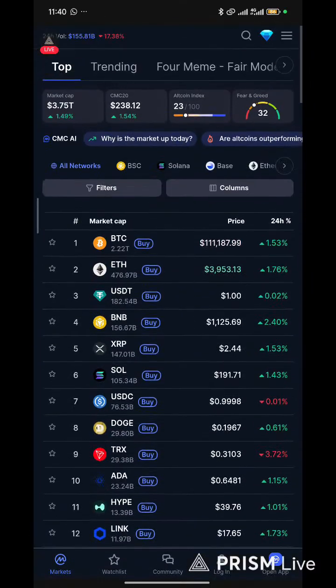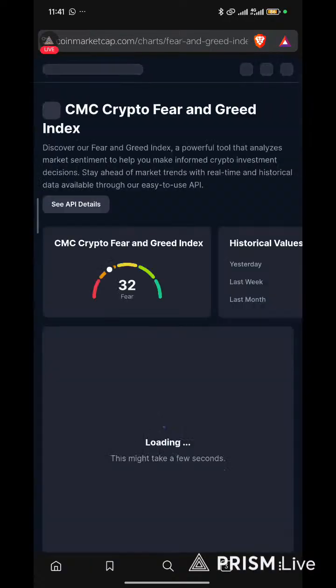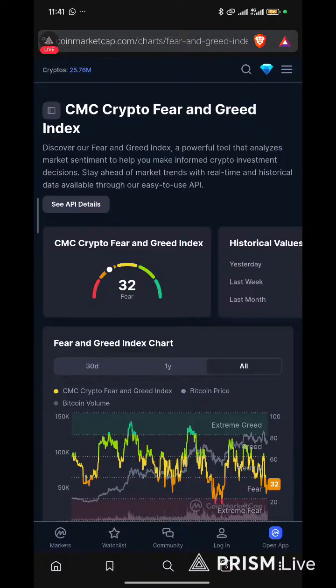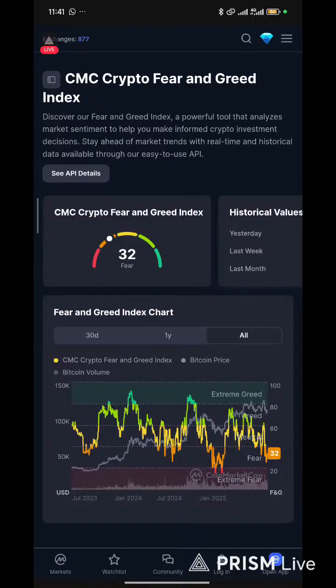I hope you can see it here. You tap on it. This is CoinMarketCap crypto fear and greed index. Here you are going to discover fear and greed index, a powerful tool that analyzes market sentiment to help you make informed crypto investment decisions. So this is one of the crypto tools that helps you analyze market sentiment. Stay ahead of market trends with real-time and historical data available through our easy to use API.